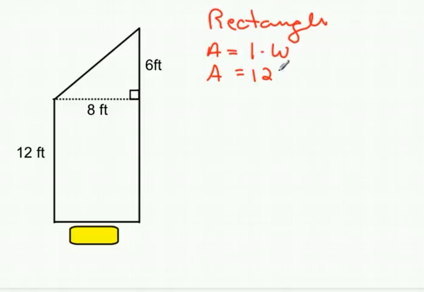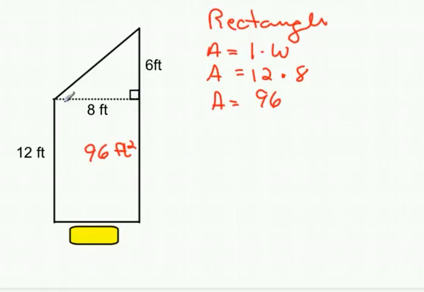So if we take 12 times 8, we end up with an area, and again, that is our basic fact, we end up with an area of 96 square feet. Okay, so now we've done our rectangle. The next thing we want to do is take a look at our triangle.